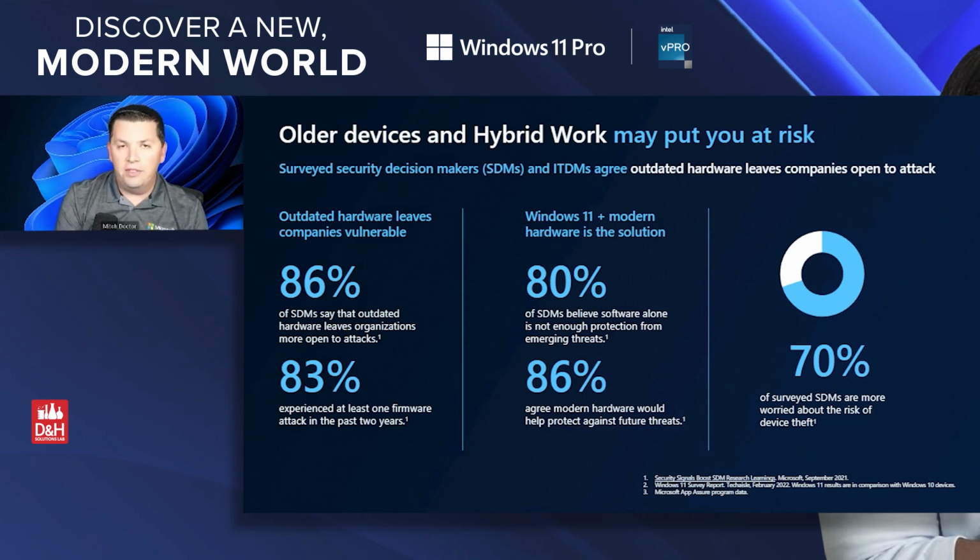We know that security decision makers and IT decision makers, more than 85% of them, are saying, hey, using these old devices and just going to a new antivirus is not enough to protect me against the threats that are out there today. And it's not going to protect me against the new and upcoming threats. So what do we do? Well, aging hardware has to see, unfortunately, the light of day, and we start looking at what new devices can do for us with new hardware.